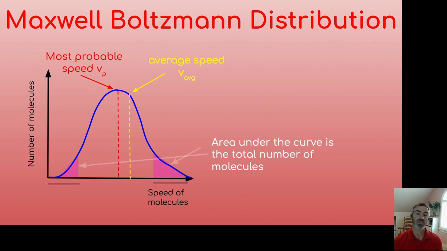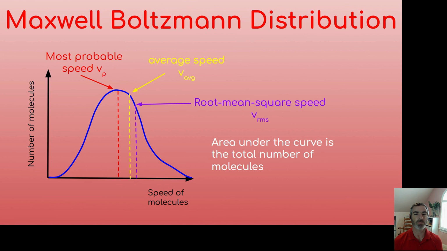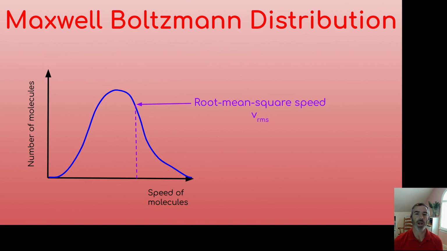Now the VRMS value is going to be shifted just a little bit more to the right from the average. So that's the root mean square speed of the particles. And why is that shifted over? Well, if we take the average of any set of numbers, so 8 and 10, the average is 9, but 8 squared plus 10 squared, well, that's going to give us 164. The average of that would be 82, and the square root of that is a little bit bigger than 9. So you're going to always get a larger value for the root mean square.